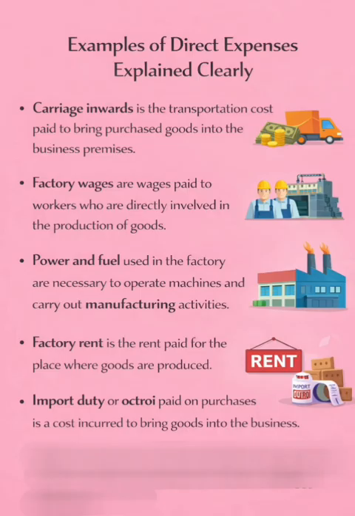Examples of direct expenses explained clearly. Carriage inwards is the transportation cost paid to bring purchased goods into the business premises. Factory wages are wages paid to workers who are directly involved in the production of goods. Power and fuel used in the factory are necessary to operate machines and carry out manufacturing activities. Factory rent is the rent paid for the place where goods are produced. Import duty or octroi paid on purchases is a cost incurred to bring goods into the business. All these expenses are incurred before the goods are ready for sale and are therefore classified as direct expenses.